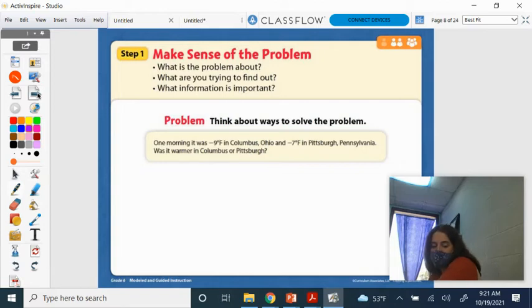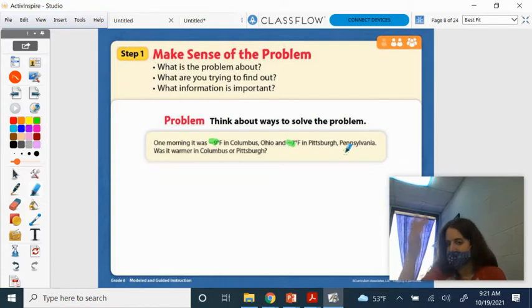Okay, one morning it was -9 degrees in Columbus and -7 in Pittsburgh. Was it warmer in Columbus or Pittsburgh? What's the important information, Rio? The important information, -9 degrees. Okay. What else is important to know? Jordan. -7 degrees. Yeah, so we need to know the numbers. So this shouldn't take you all very long. Solve this problem.